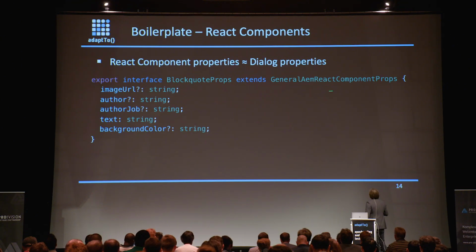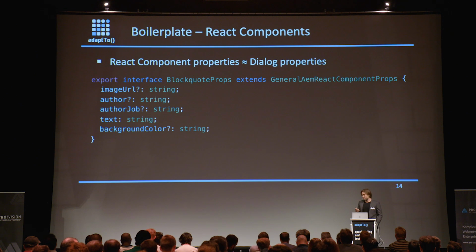And what you see here on the right is that it extends a general interface, which every component does. And what that means is that inside of that interface there are other properties included, like whether you're in author or publish, some global data like service times, and maybe also analytics data.